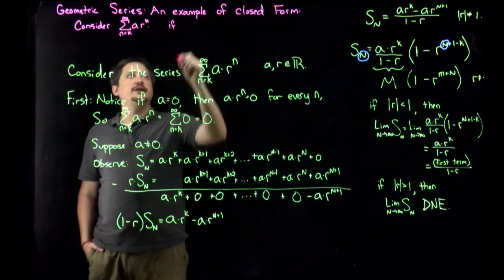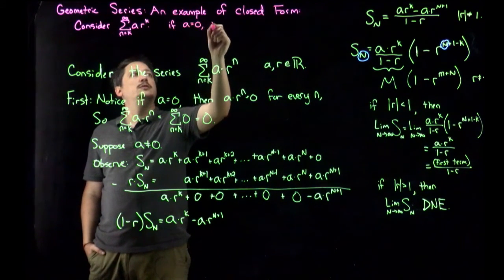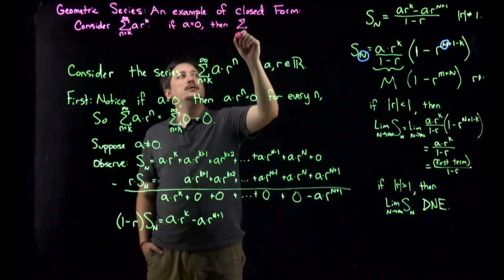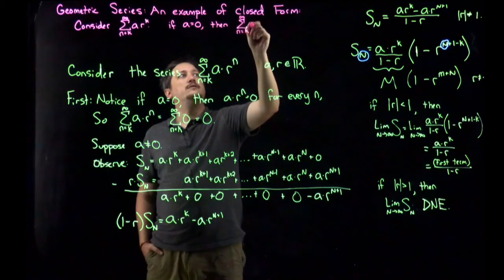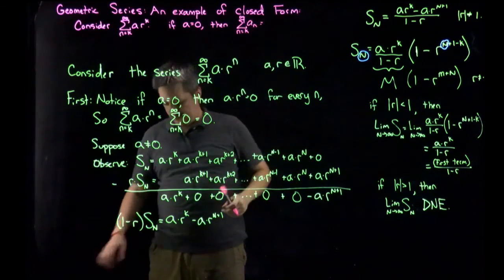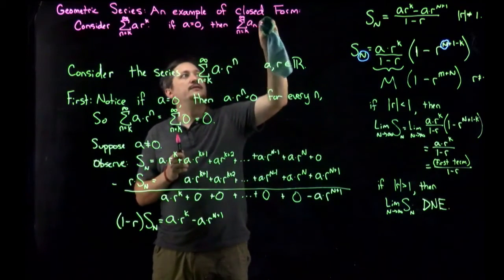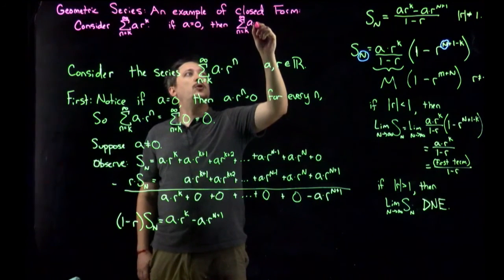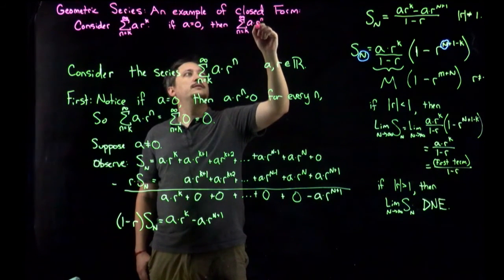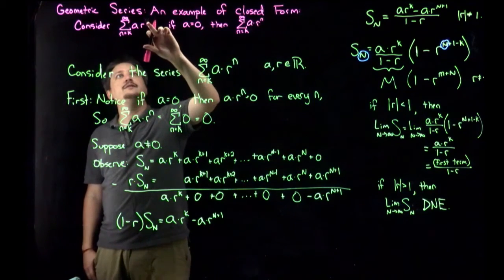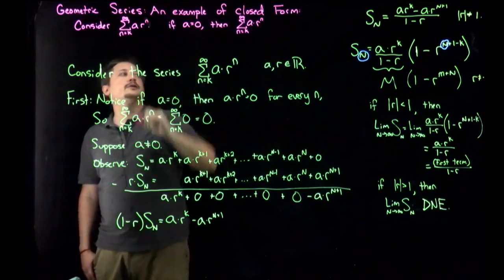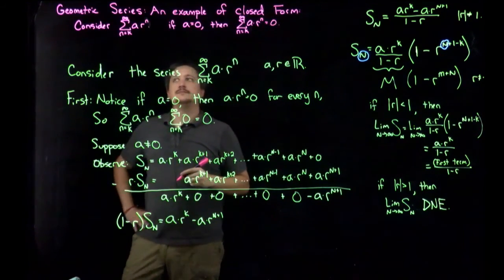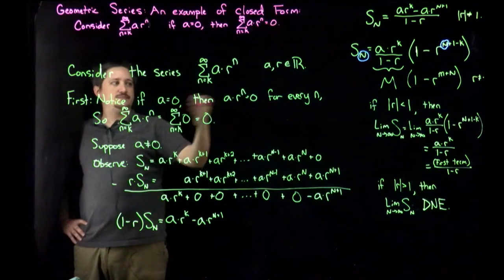So we have shown, right, if a equals 0, then this sum n equals k to infinity of a times r to the n, I messed this one up too. That should be an n. There we go. So then this thing is 0. Right, again, the sort of dumb possibility.